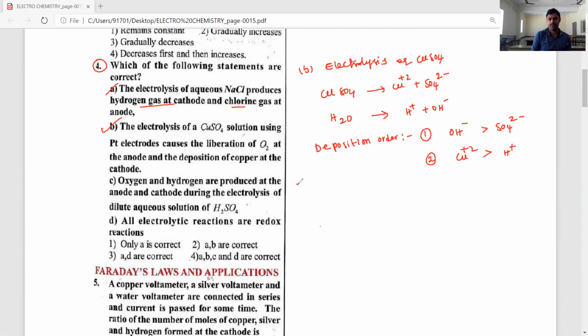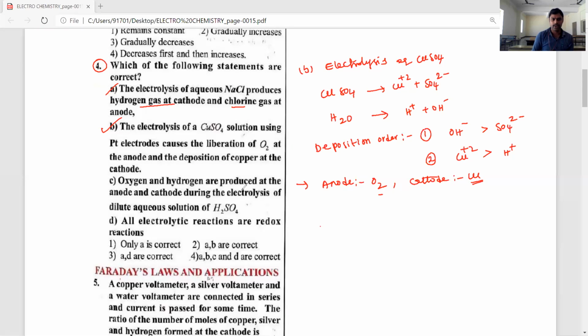Therefore at anode, O2 gas will be released, at cathode, copper metal will be deposited. So in that statement, the electrolysis of aqueous copper sulfate, oxygen gas is liberated at anode and copper will be deposited at cathode. So that is also correct.